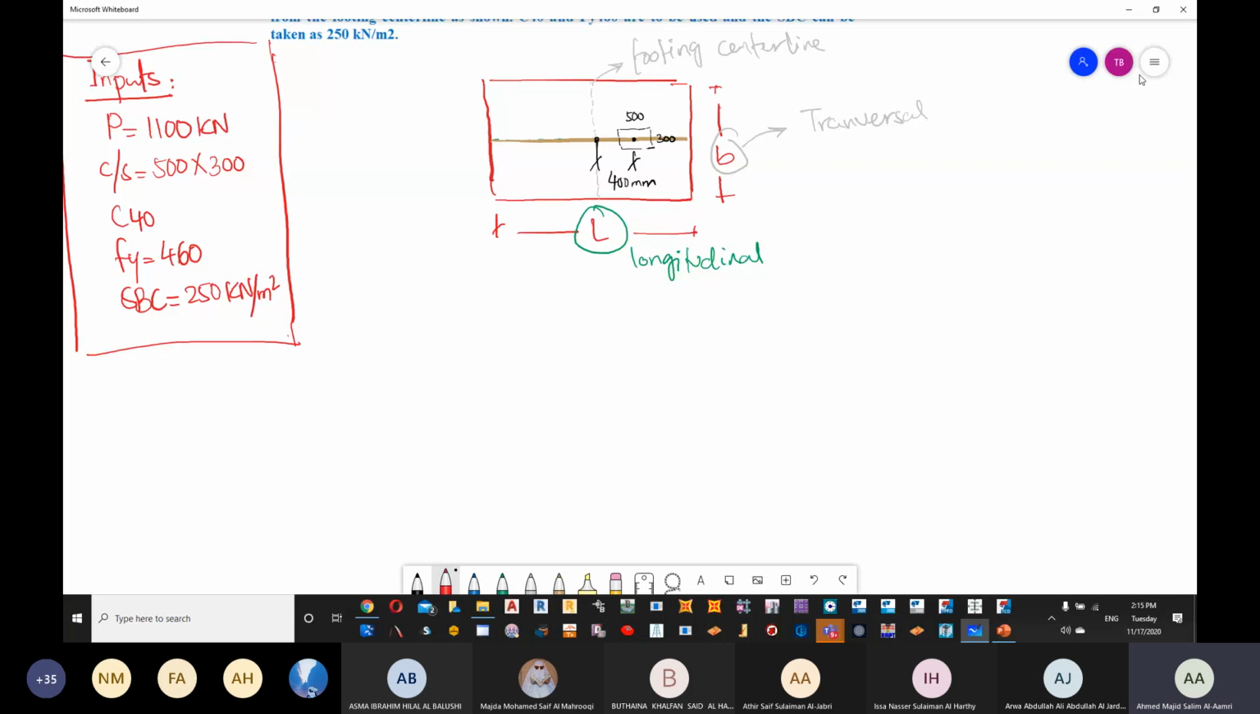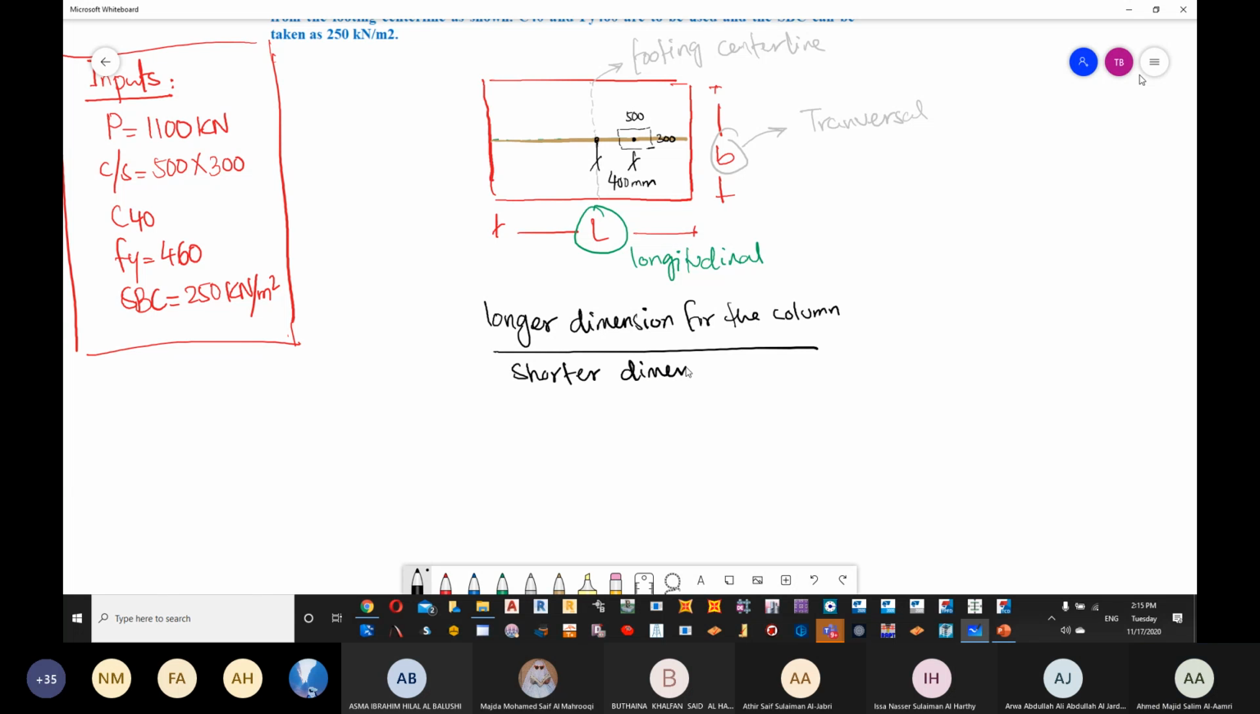So what do we say? Longer dimension for the column divided by shorter dimension for the column is going to equal longer dimension of the footing divided by shorter dimension of the footing.